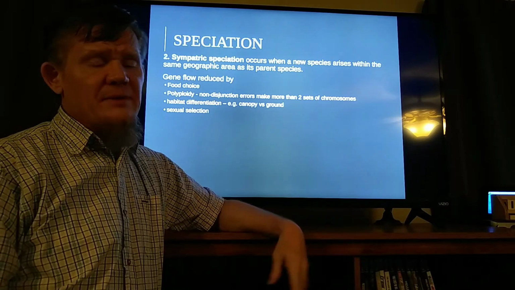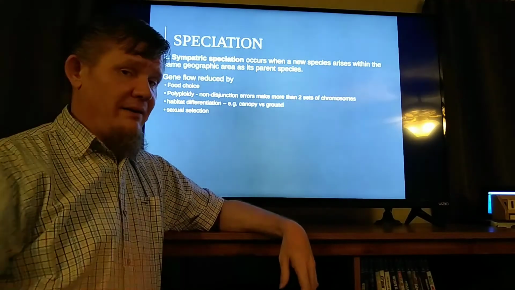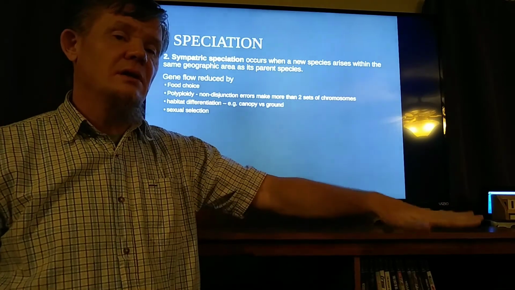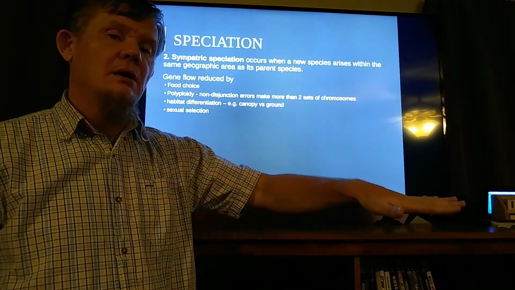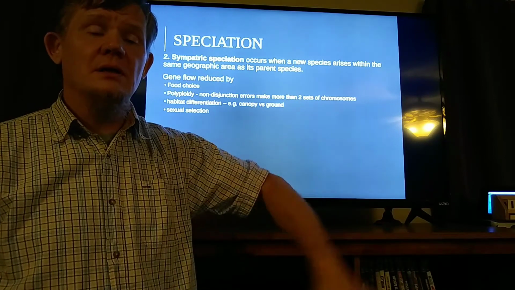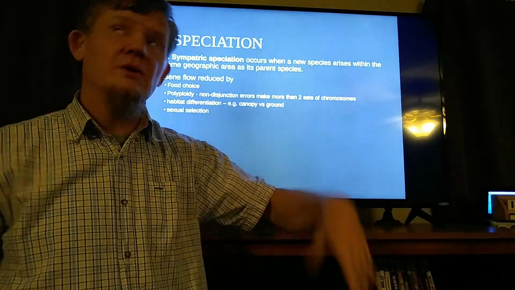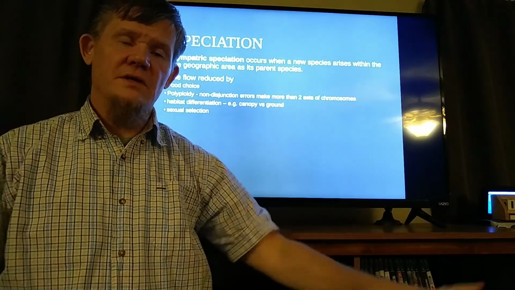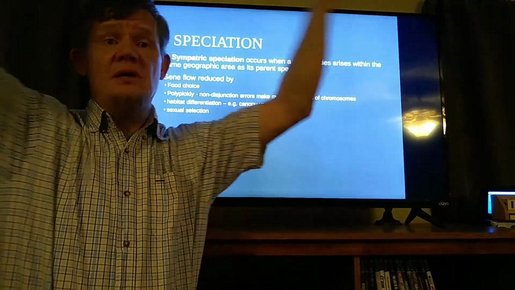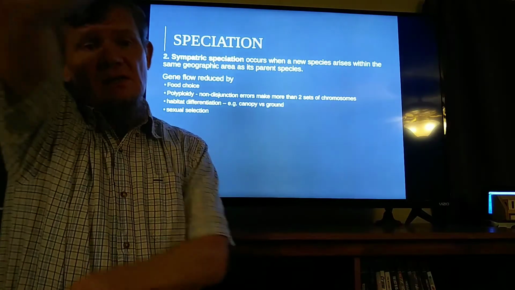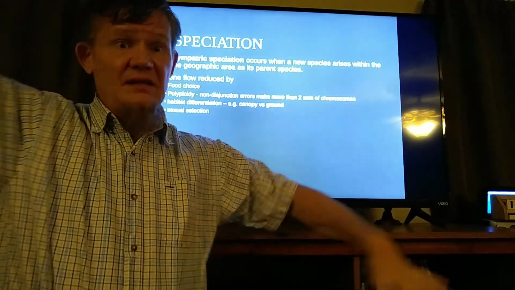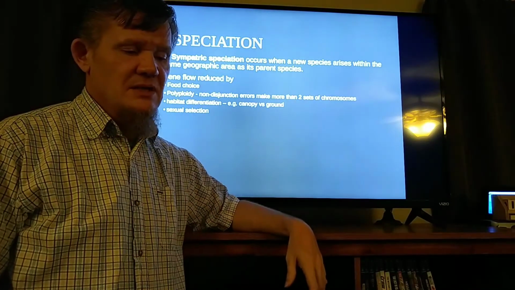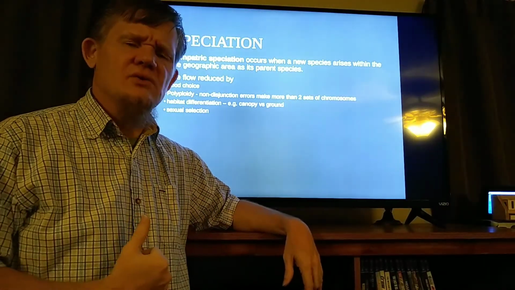Another one could be habitat differentiation. We talked about habitat isolation. Habitat isolation is when this group is looking for food or living along the forest floor, and these others live within the canopy. If you're looking for mates on the forest floor and they're looking for mates in the canopy, you're not going to be looking in the same places. So if they live in these different areas for long enough, this is sympatric speciation. And last would be sexual selection.